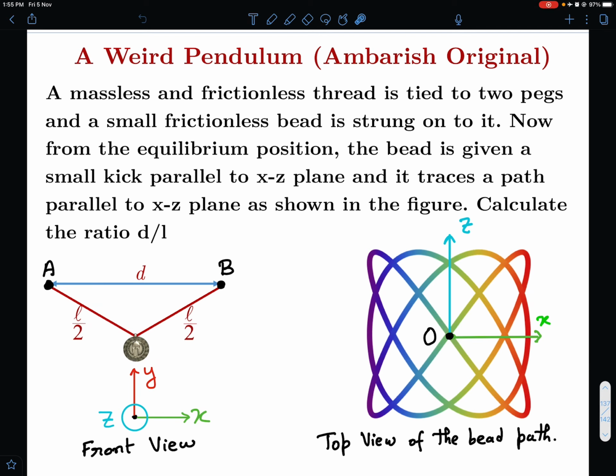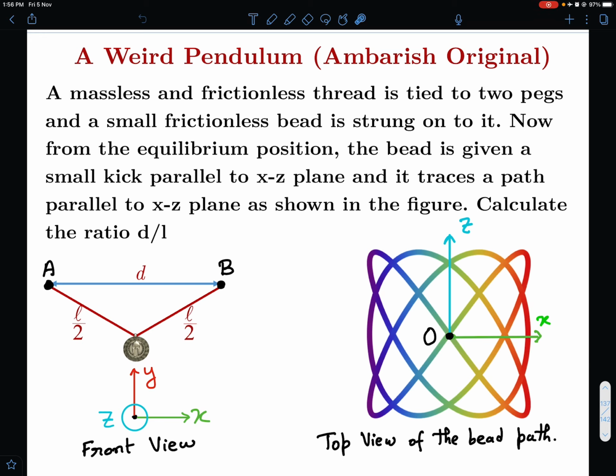Another thing is, suppose the kick had no component in the x direction. It was a pure kick in, let's say, the z direction. In that case, the pendulum will be just coming out of the page and going into the page, oscillating with AB being the instantaneous axis of rotation, like a simple pendulum. And if this distance is b, then it will be a pendulum of length b, and 2 pi root b by g is going to be its time period.